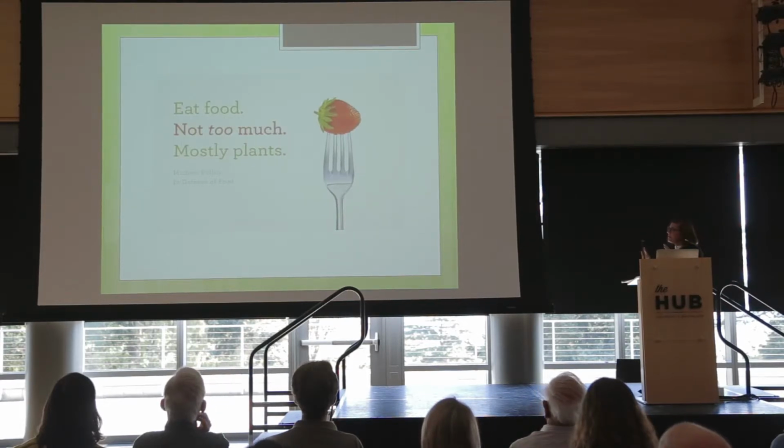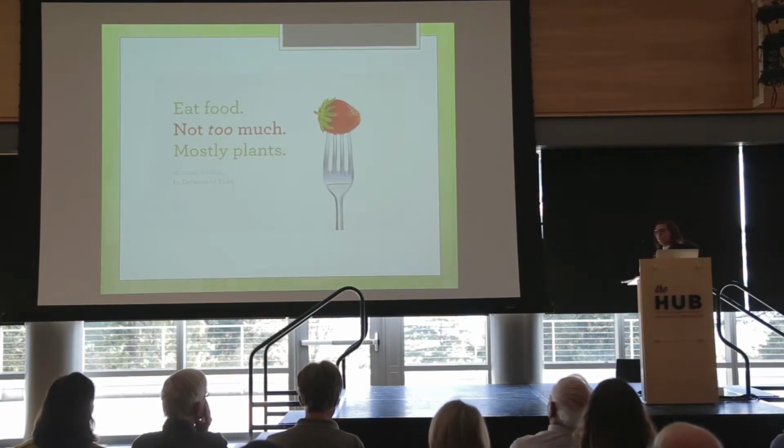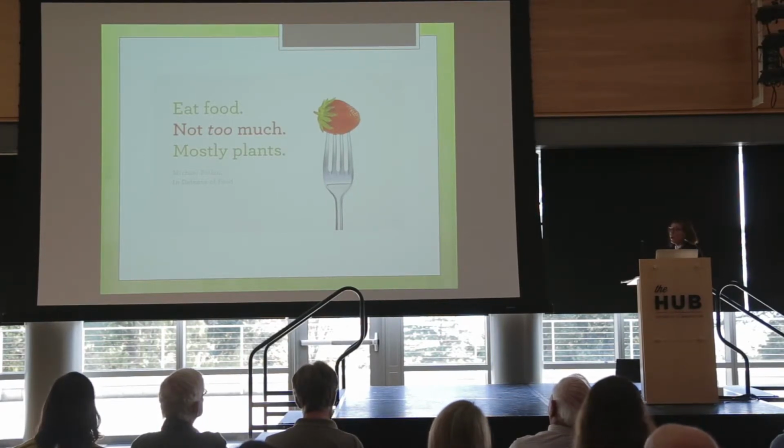And this is my favorite quote in the world, by Michael Pollan, and I think this sums it up for the general population: Eat food, not too much, mostly plants. I think that's a good thing. It's very simple. Eating food, meaning actual food, not processed foods, packaged food, things you have to unwrap. Not overeating, and eating lots and lots of fruits and vegetables.